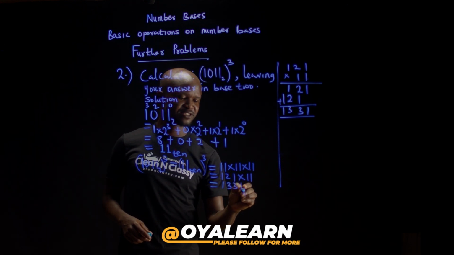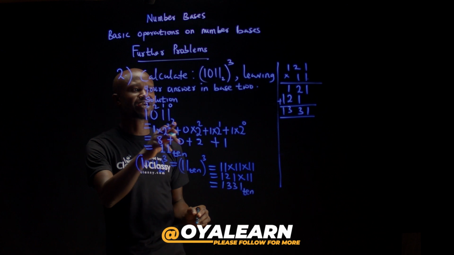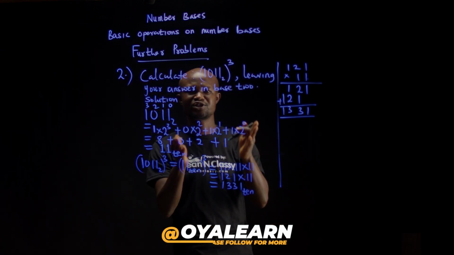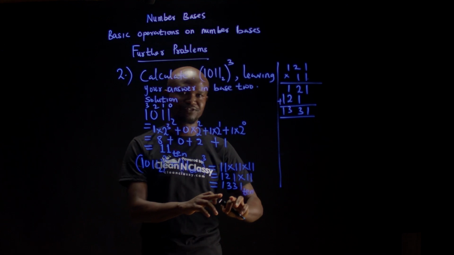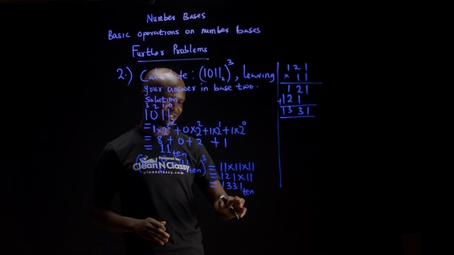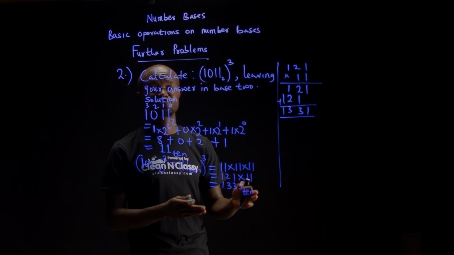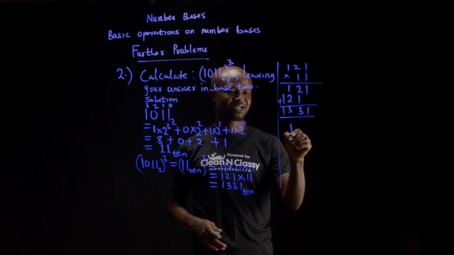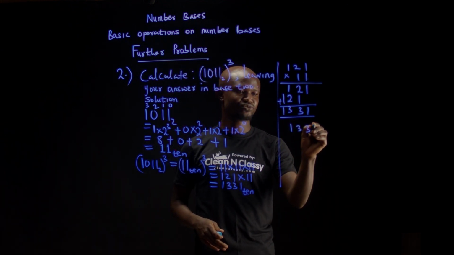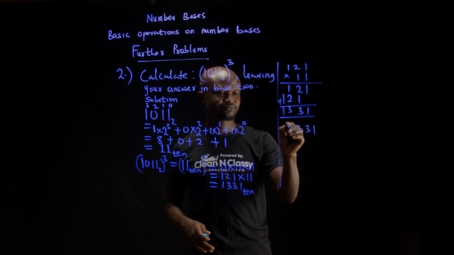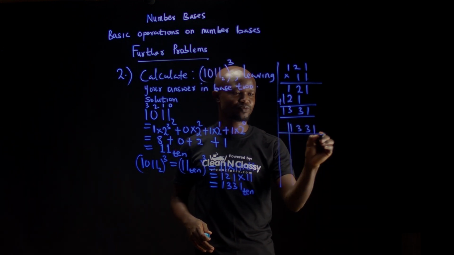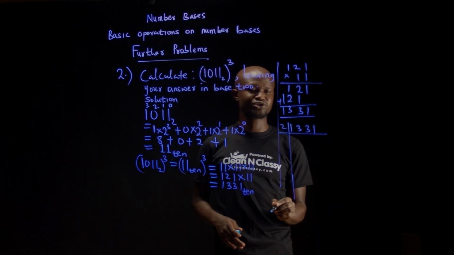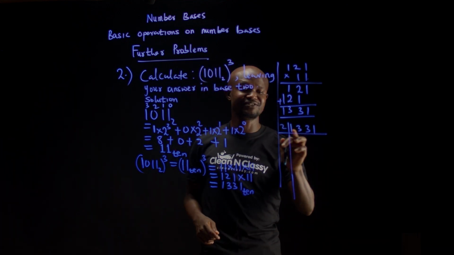Now, it means that this is equal to 1,331 base 10. Don't forget, look at the instruction from the question: leaving your answer in base 2. So it means that we need to convert 1,331 to base 2 now. Let's convert 1,331 to base 2. Converting this to base 2. So what do we have?